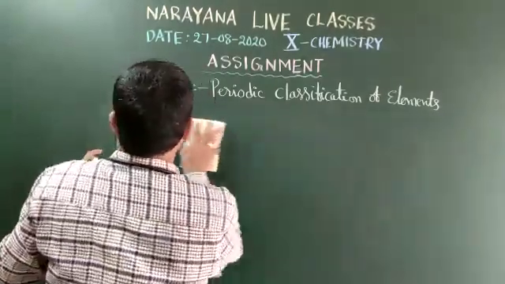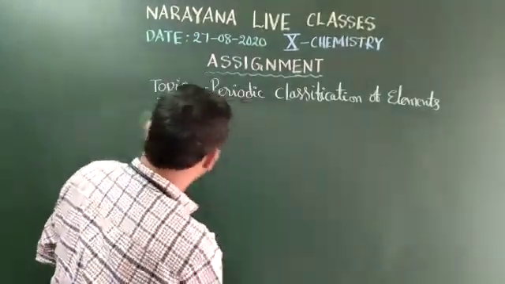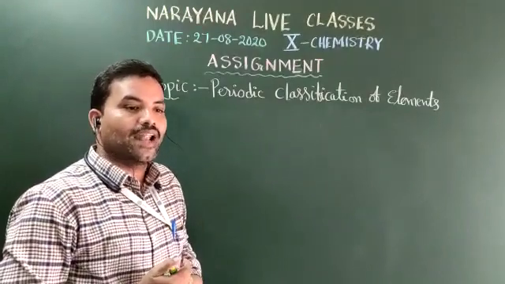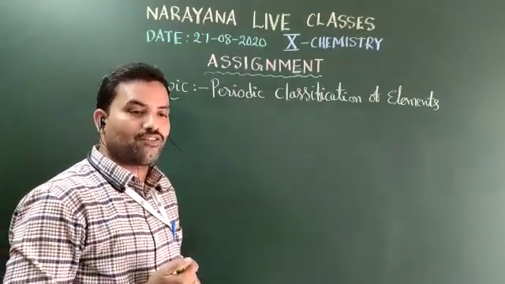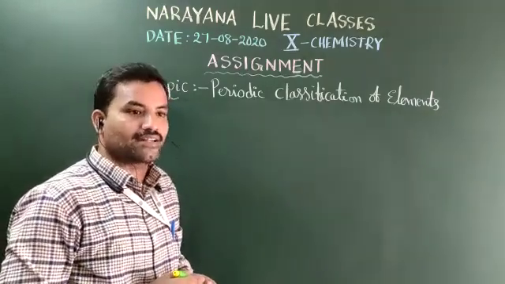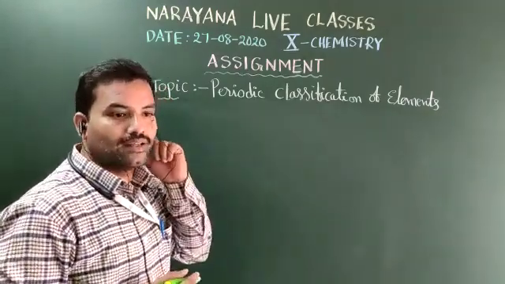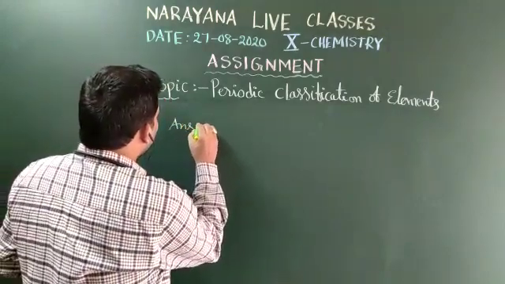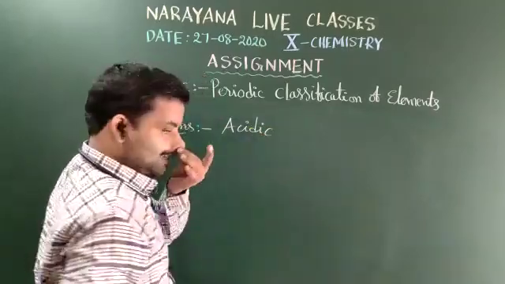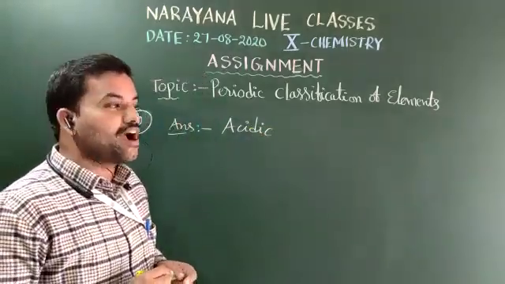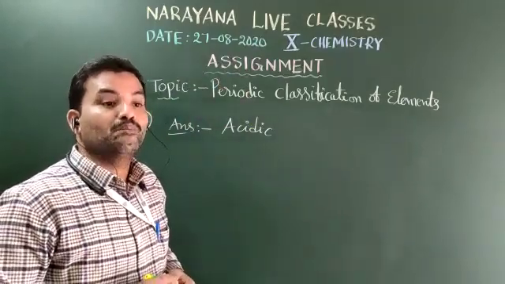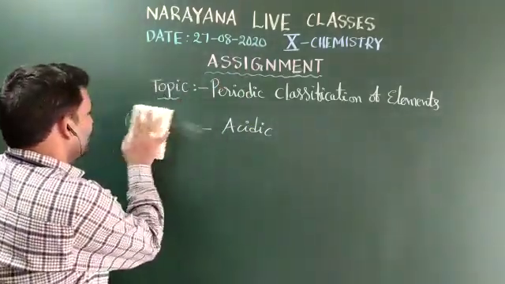And move on to the 10th question. The oxides of non-metals. Like metals react with oxygen to form metal oxides, non-metals also react with oxygen to form non-metal oxides. Those non-metal oxides are acidic in nature, while the metal oxides are basic in nature. This is the answer for the 10th question: oxides of non-metals are acidic in nature, whereas oxides of metals are basic in nature.